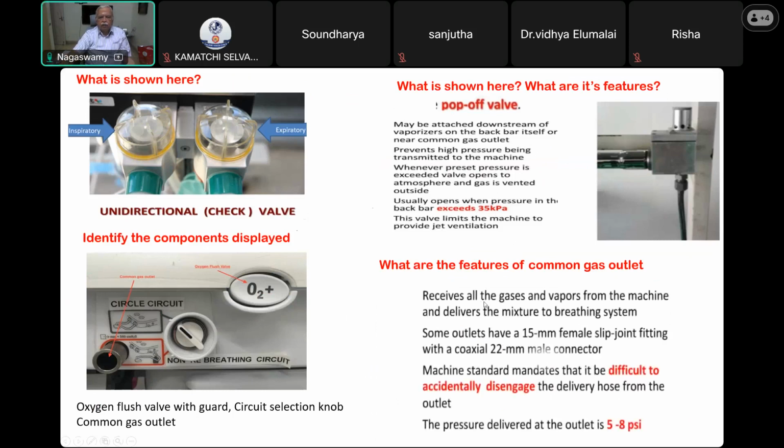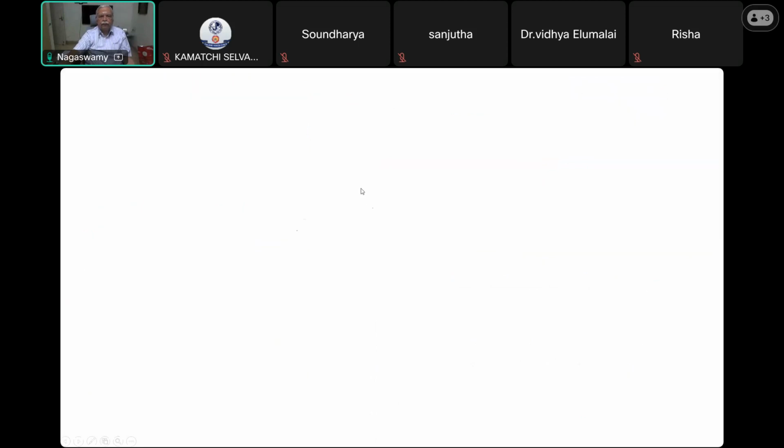They receive all the gases and vapors from the machine and deliver the mixture to the breathing system. And some of them have a 15 millimeter female slip joint fitting into a 22 millimeter male connector. Machine standards mandate that it is difficult to accidentally disengage the delivery hose from the outlet. And the pressure delivered at the outlet is usually 5 to 8 psi. That is the pressure at which it will be delivered.